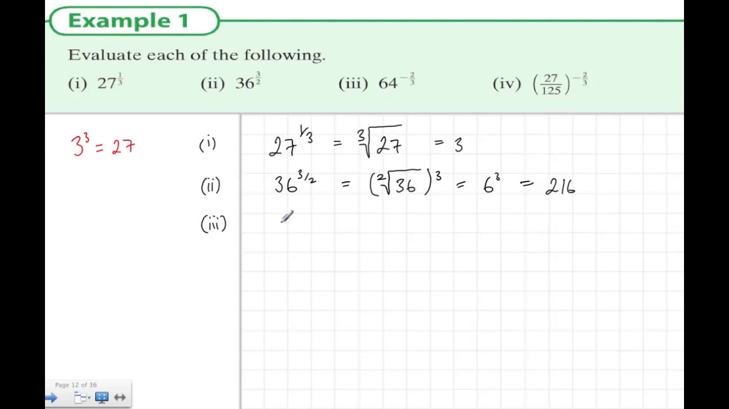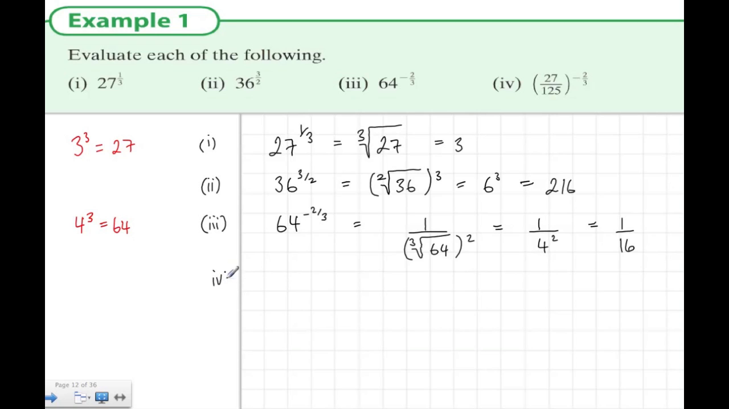Part 3, we have 64 to the power of minus 2 over 3. Firstly, dealing with the minus bit, we can write this as 1 over the cube root of 64, all squared. Now, we know that 4 cubed is 64, so the cube root of 64 is 4. So it's 1 over 4 squared, and 4 squared is 16. So the answer is 1 over 16.